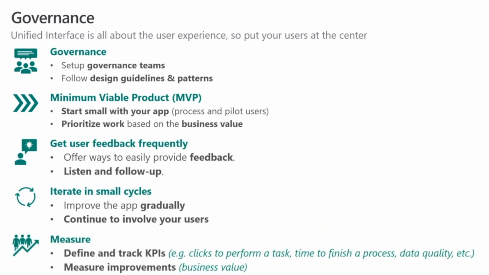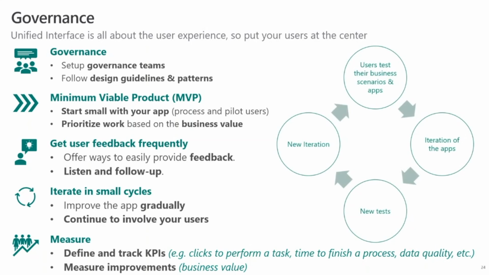And of course, measure by defining and tracking KPIs. So for example, it's based on your business, but it could be the clicks to perform a task, the time it takes to finish a process, data quality indicators, etc. And measure improvements over time, because this will be demonstrating the business value of your project. And do that in a way that you iterate. So have your users test their business scenarios and apps, iterate the apps, have the users come back with new feedback based on their new test, iterate again, etc.